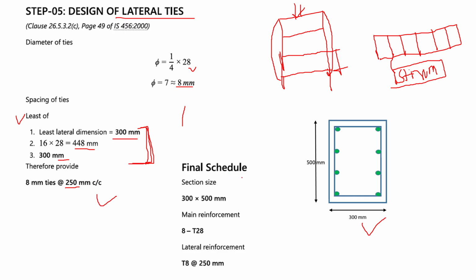So the final schedule: the section dimension is 300 cross 500 mm. The main bars are 8 in number, of dia 28 mm. For the lateral tie, the dia is 8 mm and the spacing is 250 mm. Your design is okay.